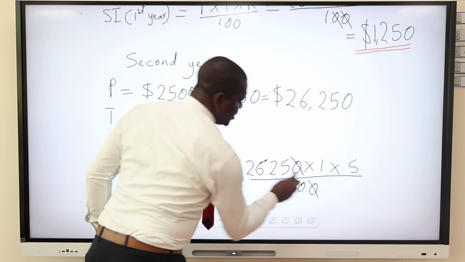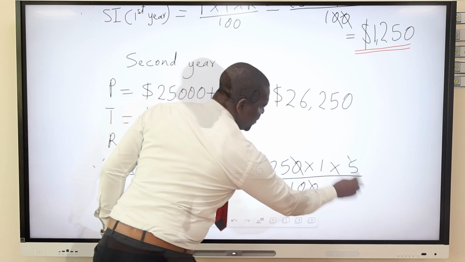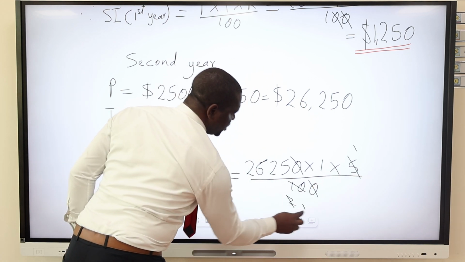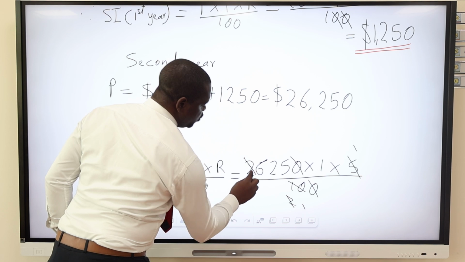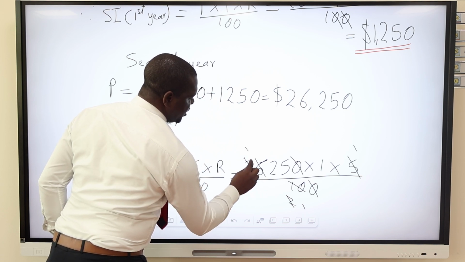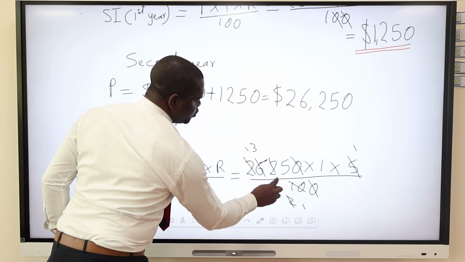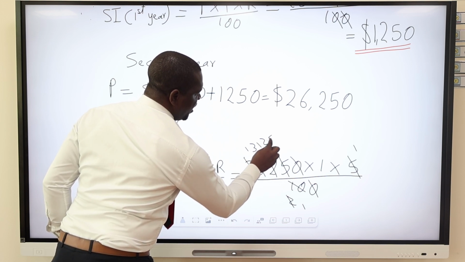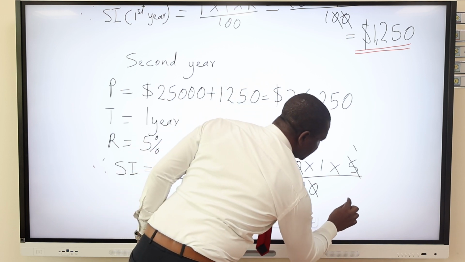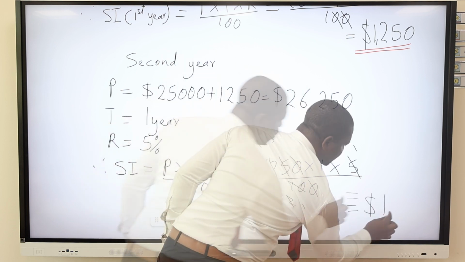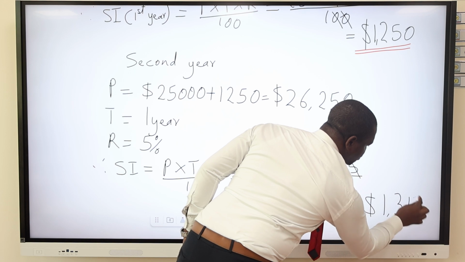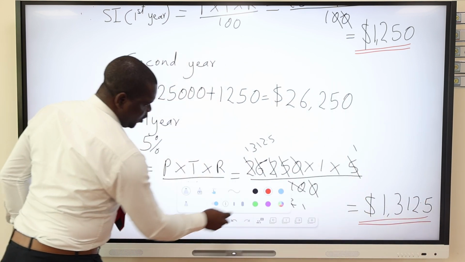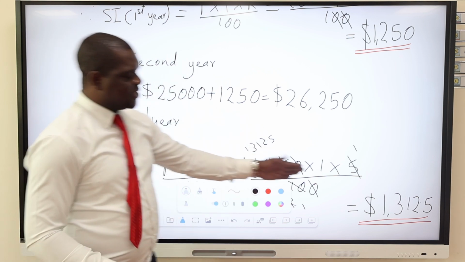This zero can simplify with this zero. 5 here 1 time, 5 here 2 times. 2 here 1 time, 2 into 2, 1, 2 into 6, 3, 2 into 2, 1, 2 into 5, 2.5. So our answer at this level is equal to $1,312.5. This is the gain or the interest for the second year.